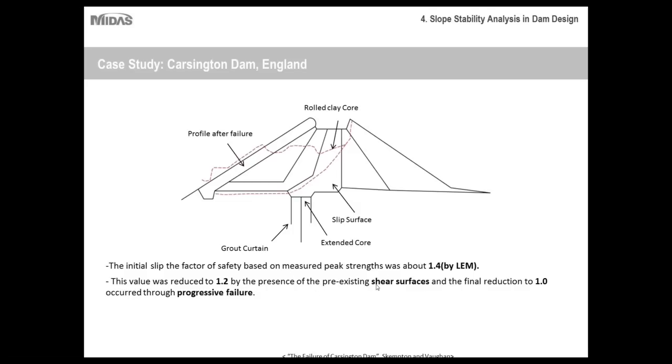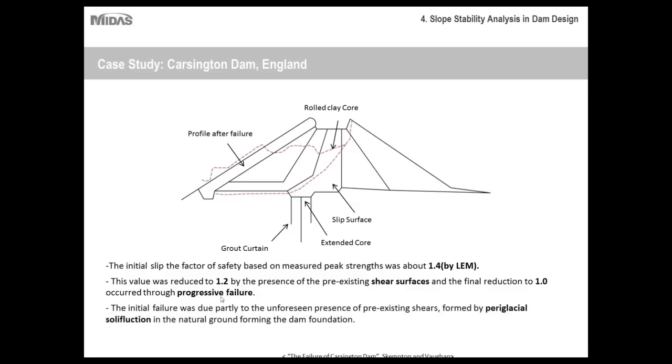So what was the cause of these pre-existing shear surfaces? These shear surfaces were formed by something called periglacial solifluction in the natural ground forming the dam foundation. Periglacial solifluction is a result of water in the soil being periodically frozen and unfrozen. So this dam was built in a seasonal area. It had a winter and a summer, and over those periods of time when the water in the pores of the dam was frozen, it created additional shear forces acting in the dam.